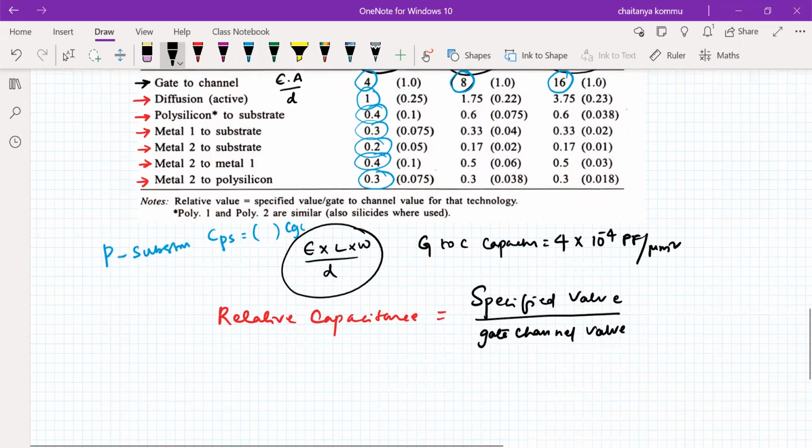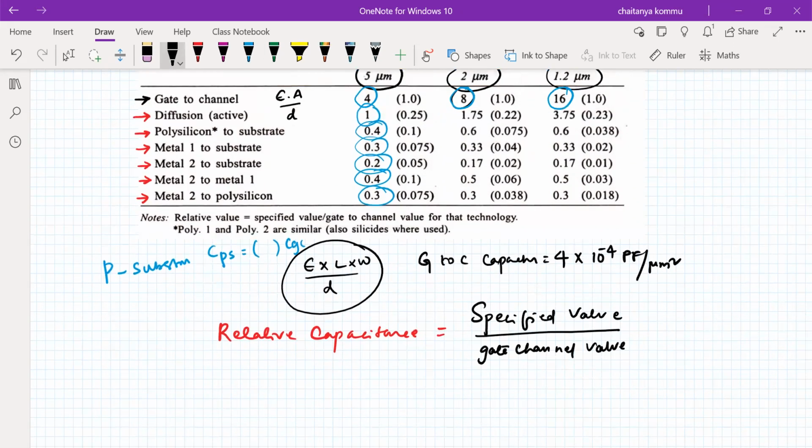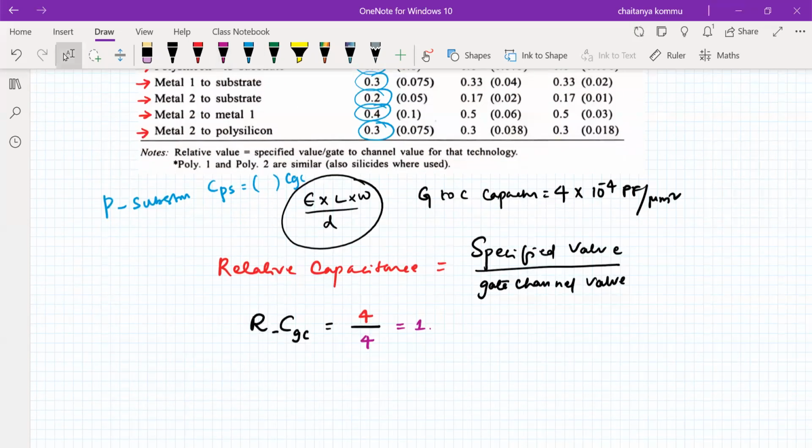So for example, you consider this one. What is the gate to channel capacitance? I would like to consider the relative gate to channel capacitance. How do I calculate this one? What is this absolute or specific value? We found that it is a 4. Since this is itself a gate to channel value, this value becomes 1. So the relative gate to channel capacitance, compared with its own gate to channel capacitance, is 1.